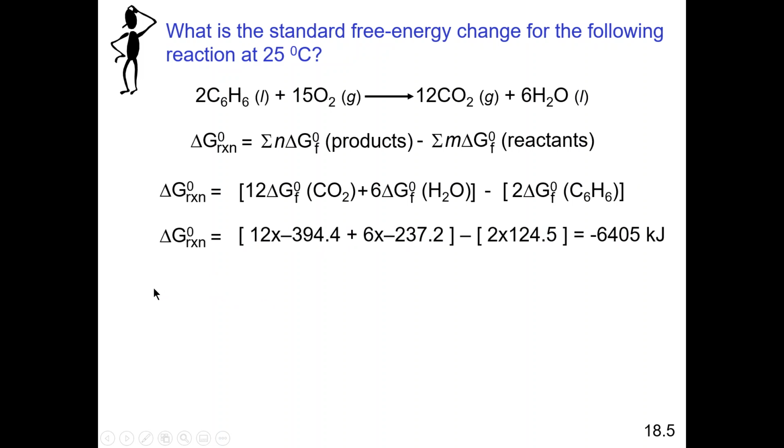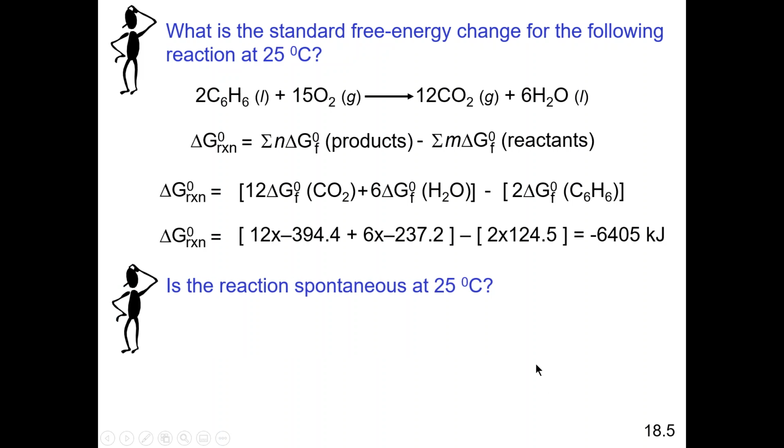Then all you have to do is plug the numbers in. Of course, these numbers you'd get from the tables. According to the calculation here, this works out to be equal to minus 6,405. All right, so that's basically how that is done. The next question is: is this reaction spontaneous at 25 degrees Celsius? Well, the answer is yes, because since delta G standard here is negative, that means the reaction is spontaneous.